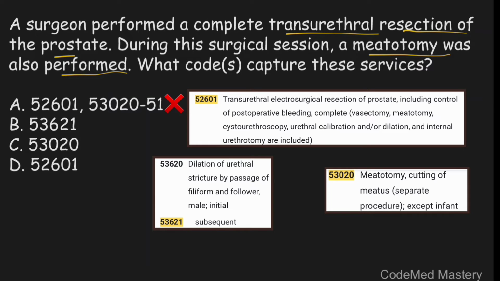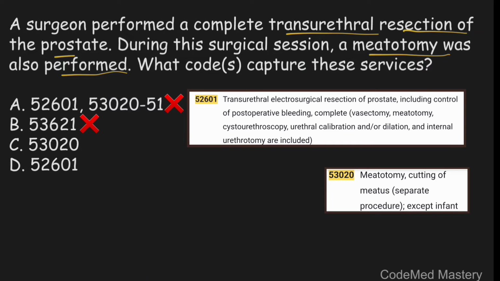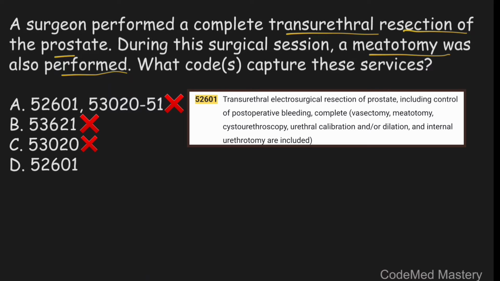Eliminate option A. We'll eliminate option B, 53621, because that is for dilation of urethral stricture by passage of filiform and follower, subsequent. That is not mentioned in the question, so eliminate option B. And option C is for meatotomy. So we'll eliminate option C. Option D is the right answer, which includes transurethral resection of prostate as well as meatotomy.